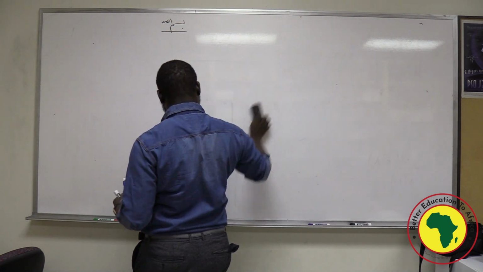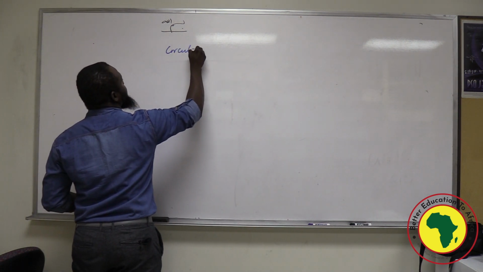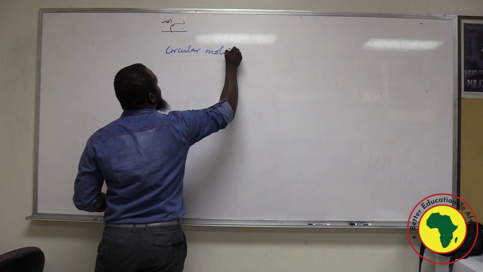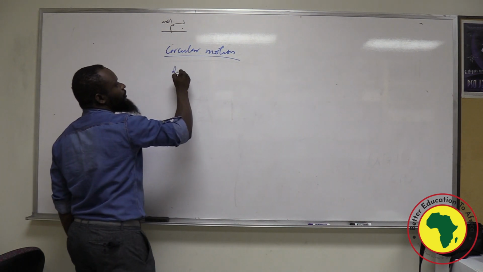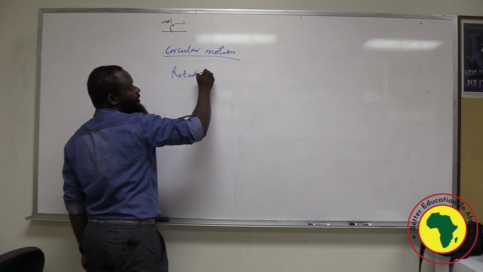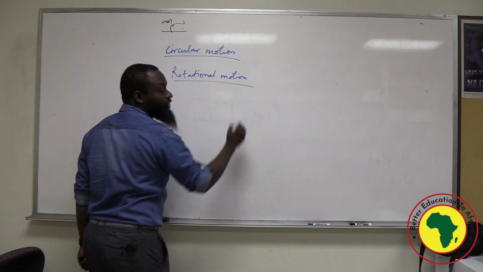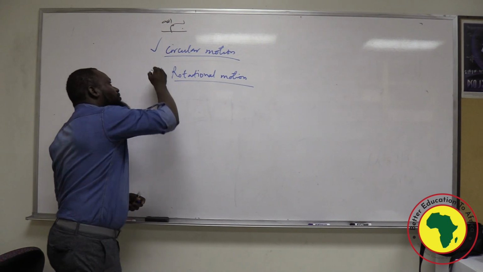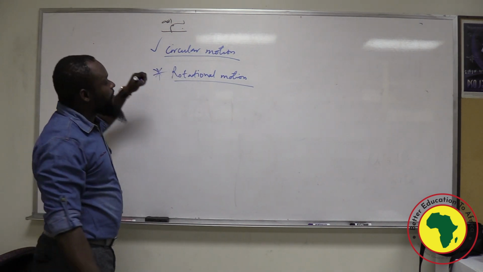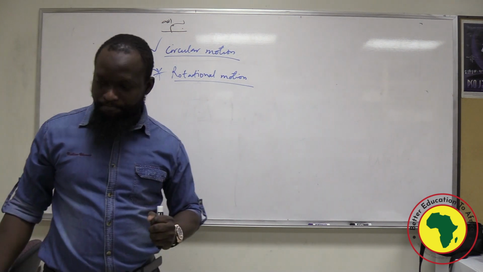So circular motion is quite different from rotational motion. Rotational motion is going to be another topic we'll treat very soon. Is that okay? Rotational motion is different from circular motion. So we are doing circular motion. We are not doing rotational motion yet, but we'll come to this. And we're going to see how they are related. They are quite related, both of them.